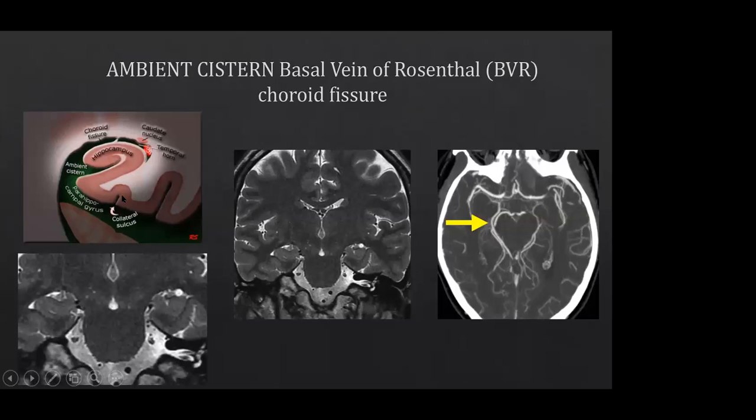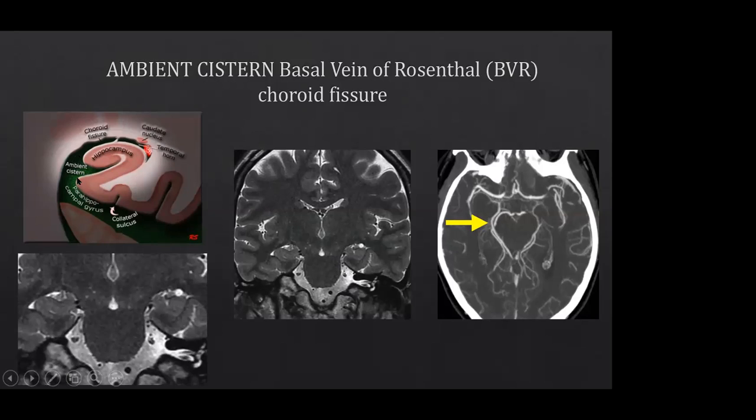Having formed anteriorly, which is here, it is going to course along the medial aspect of the temporal lobe in the ambient system. This is the same ambient system we have looked at when we talked about the cisternal anatomy. This is the medial temporal lobe with the hippocampus, the temporal horn, and the choroidal fissure, and the ambient system.